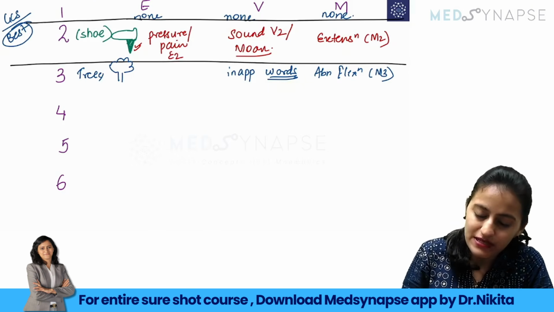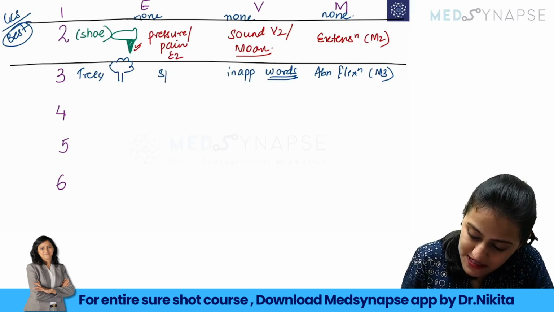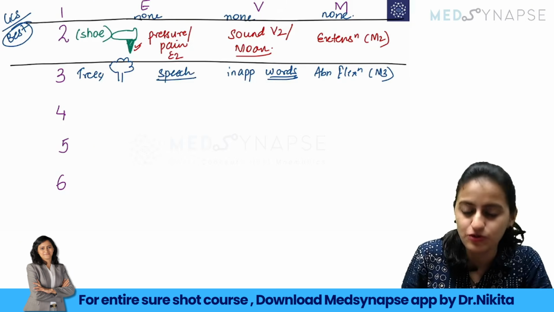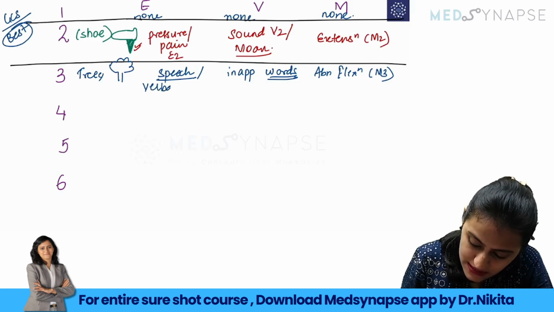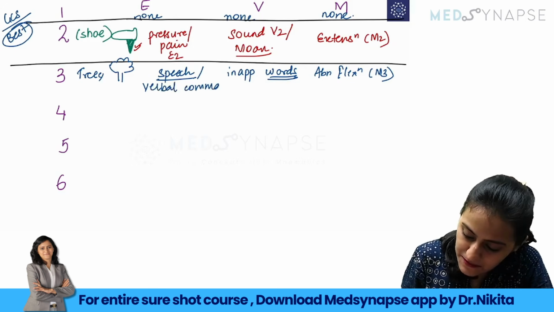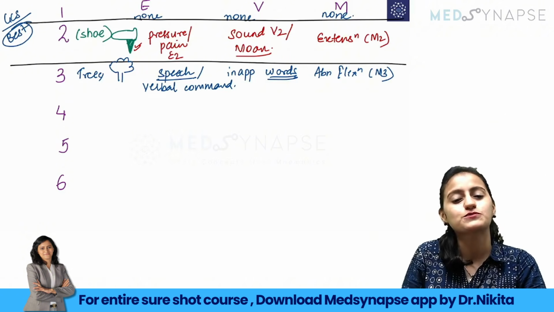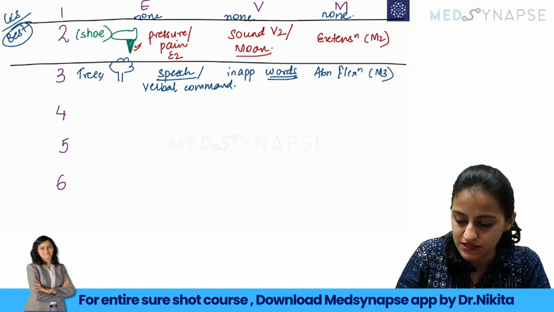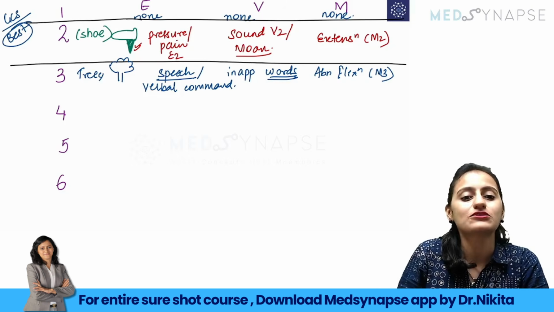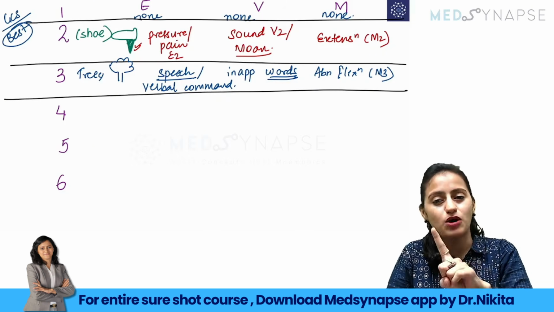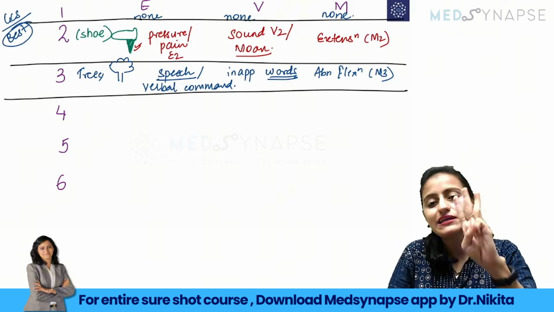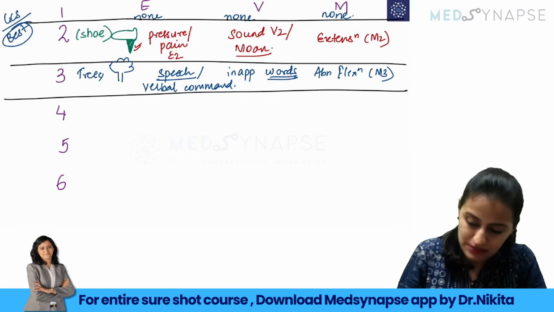And what is the eye response? They are having speech. Okay, they are talking. So if it is eye opening to speech, that is verbal command. You ask the patient to open the eye and the patient is able to open the eye, then it is verbal response, then it is E3. Okay, so that is for the score of 3. So under the tree, abnormal flexion, having speech in inappropriate words, that is what 3 is.